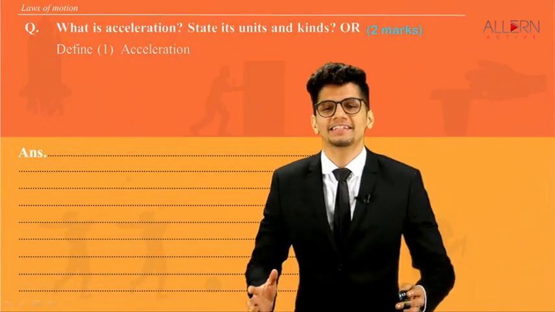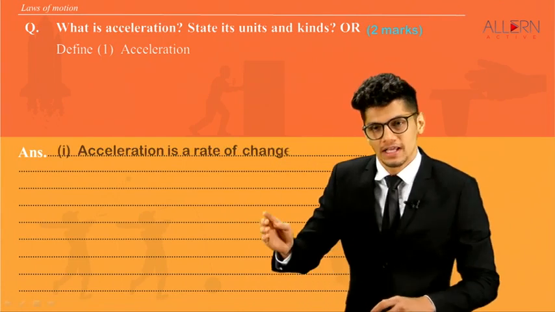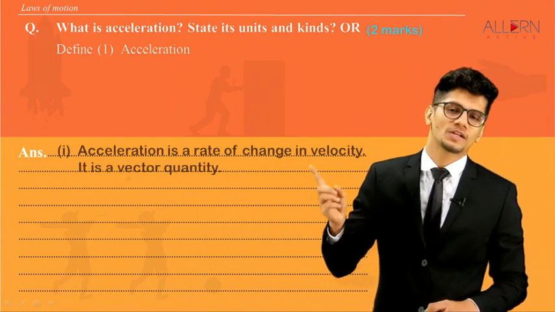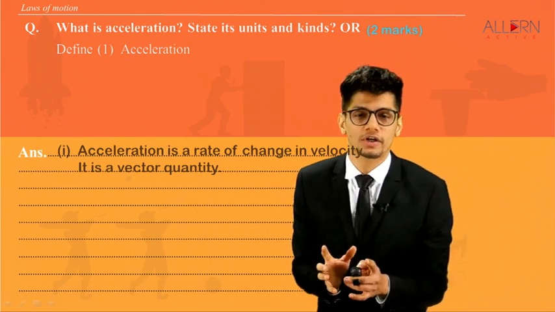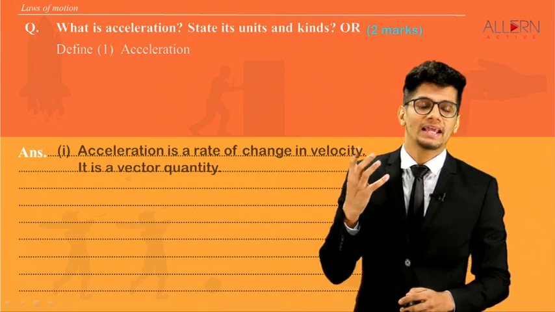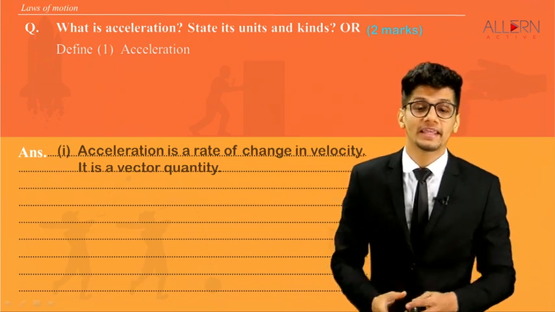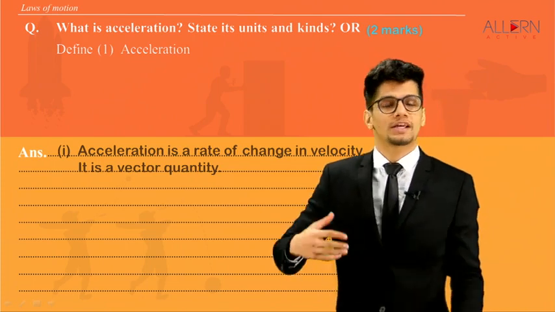We know that acceleration is nothing but the rate of change of velocity, so let's write the definition first. So acceleration is the rate of change in velocity, and it is a vector quantity because it is related to velocity, and we know that velocity is actually related to displacement, and we know that displacement is a vector quantity because it requires both magnitude as well as direction.